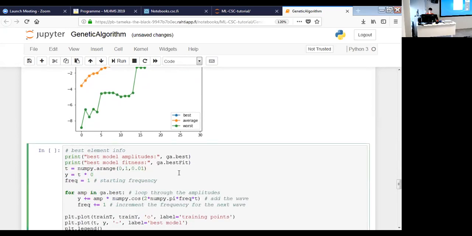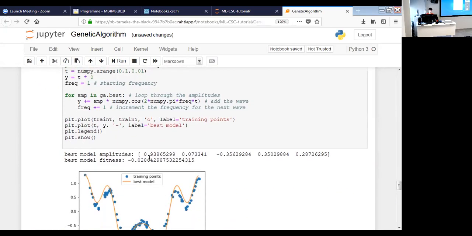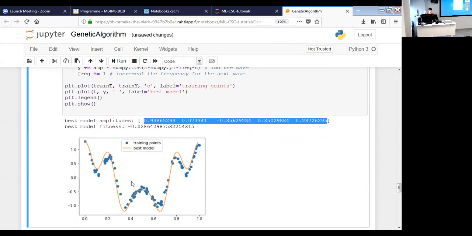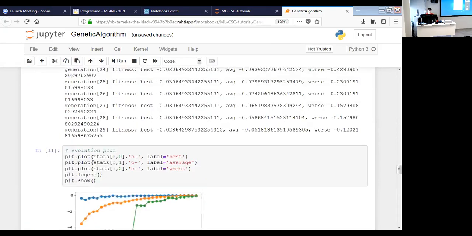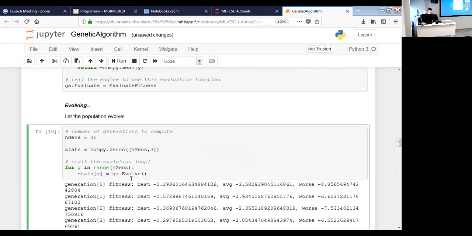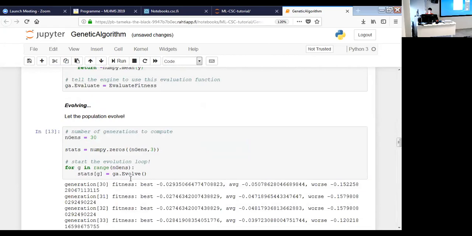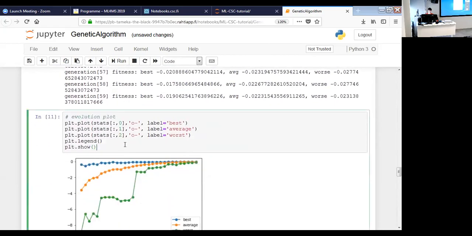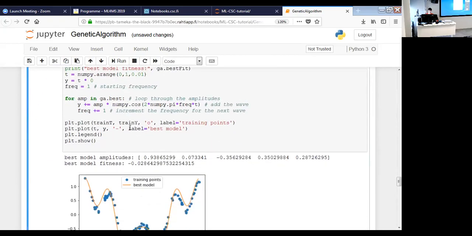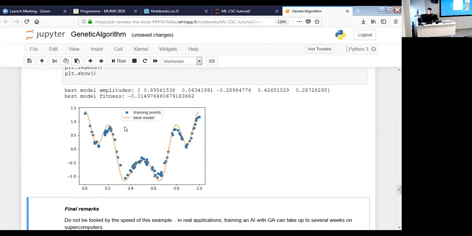Let's see what they are. These are parameters for the best guy. And when you look at it, yeah, it kind of looks like the original signal we had. This is with 30 generations. We can just run it again and give another 30 generations. And now it's a little bit better.